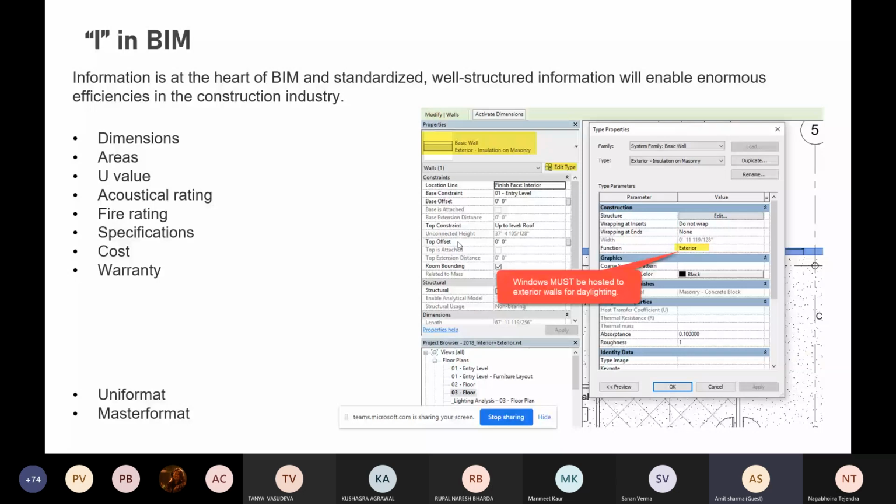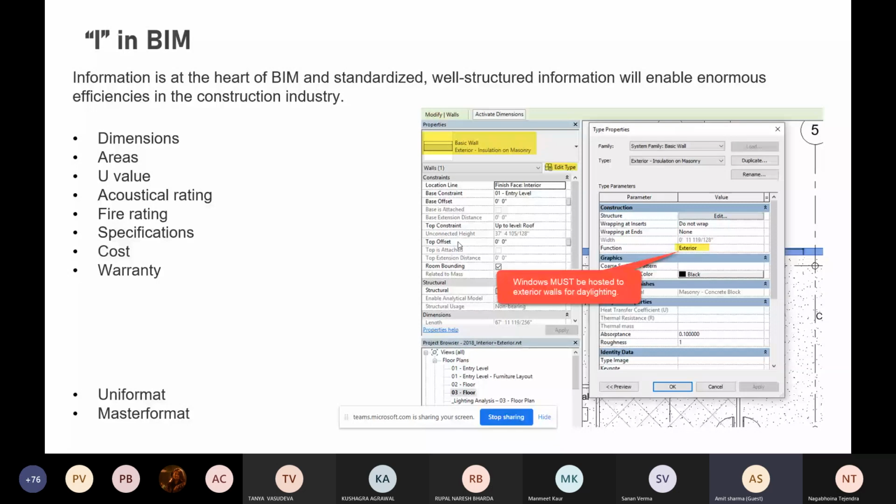I stands for information in BIM, which is the most important part of it. Without the I, it's just a 3D model which we can use only for visual purposes, and sometimes it's not even on scale. As an architect, we make something pretty, but when it's built on site, it's totally different.